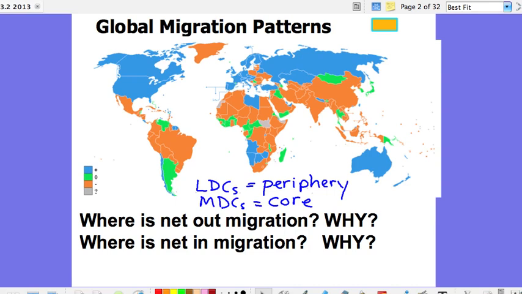Think about why people would be leaving these areas. And then net in migration typically is the areas that are core countries, where there's more influence. So you can think about maybe why that would occur. Think along the lines of population explosion. Think along the lines of reasons why people migrate. Why would they migrate? Number one reason, as far as what Rubenstein would say, is that they're looking for jobs, looking for employment.